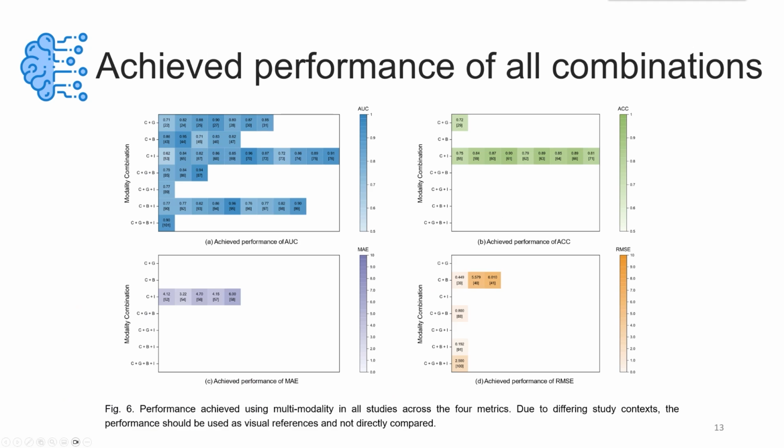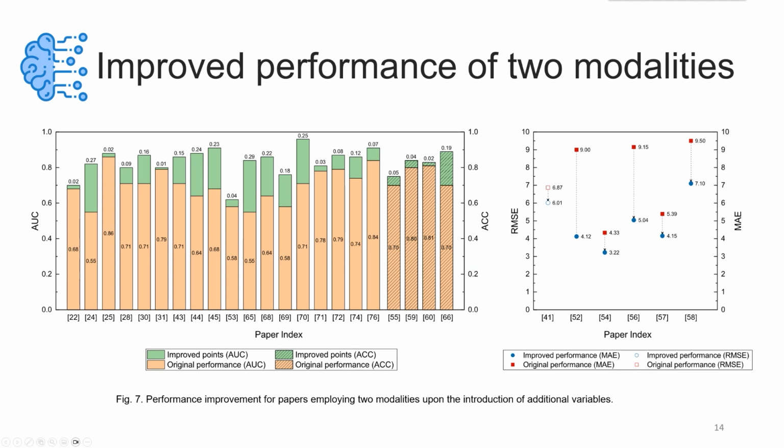We summarize the performance of all the papers in Figure 6. Most papers used AUC to measure prediction performance. However, due to differences in research backgrounds, these results should only be used for visualization and not for direct comparison. When additional variables were introduced, some studies showed improved prediction performance, as shown in Figure 7.